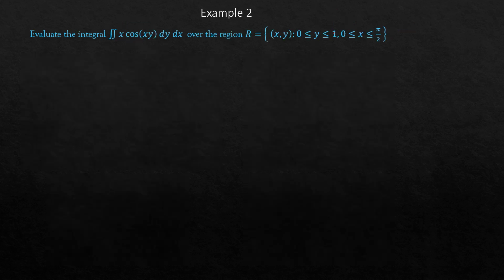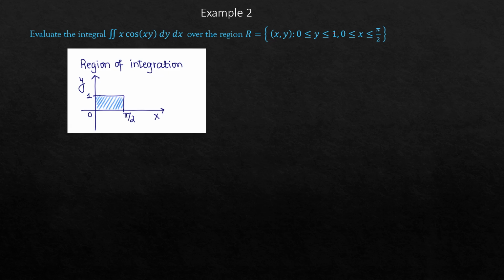Let's take a look at the next example. Here we would like to evaluate the integral of x cosine xy, that's the function. The order of integration is dy dx, and we have a region where y is between 0 and 1, and x is between 0 and pi over 2. So this is another rectangle. And the first thing I'm going to do is graph the region of integration. Here they are telling us the order of integration. They say go in the y direction first and then in the x direction second.